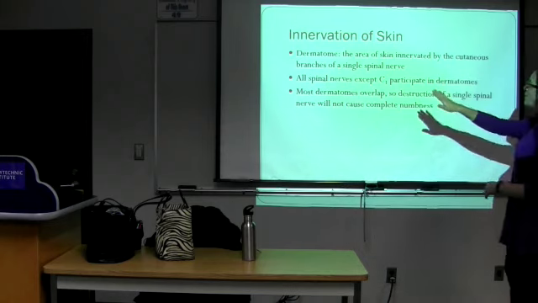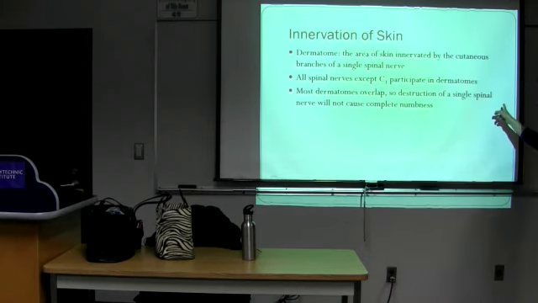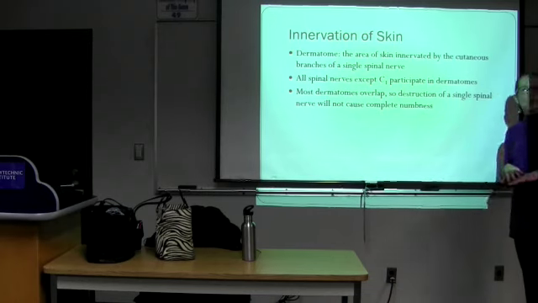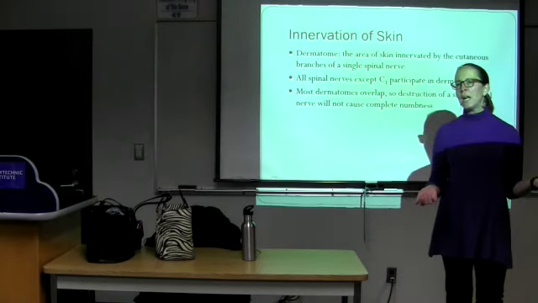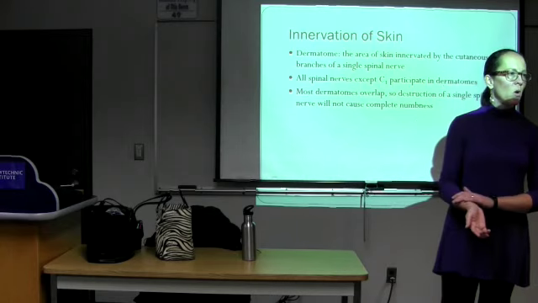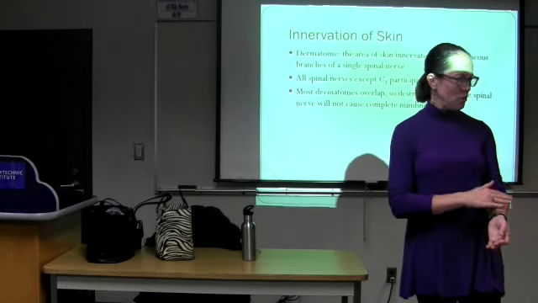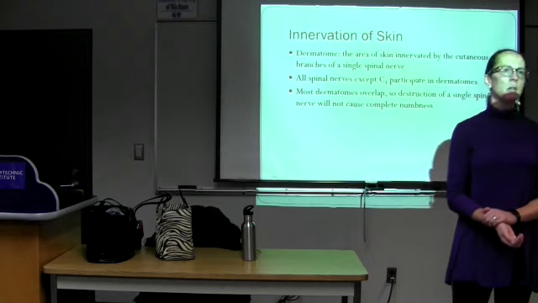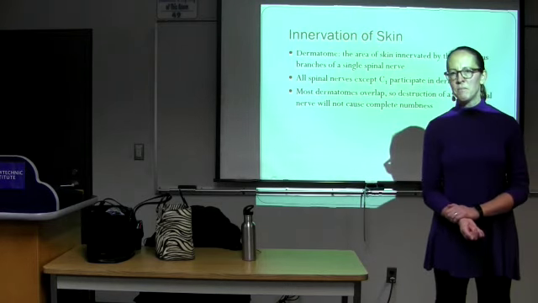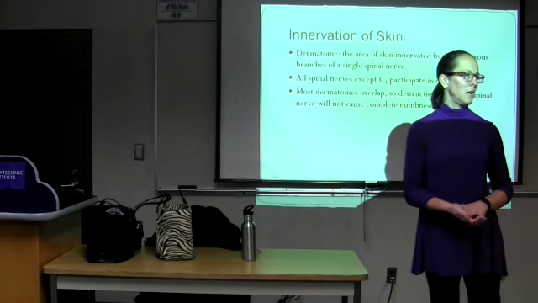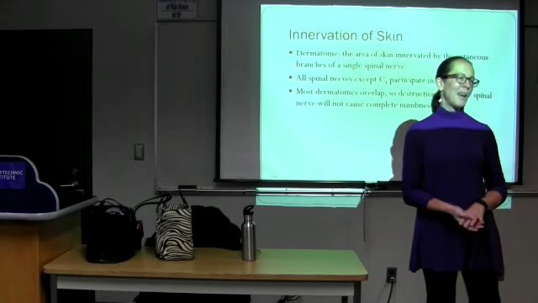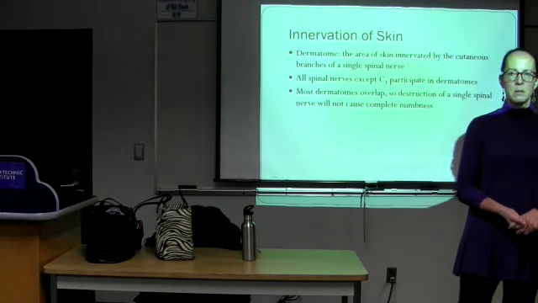Okay, so all the spinal nerves except for C1 participate in these dermatomes. Most of them overlap. So if you check somebody's skin and they say they don't feel as well on one side as on the other, do you immediately put them in surgery? No, you have to send them for tests: X-ray, MRI, CAT scan, whatever it may be. MRI or CAT scans would be your best choice, right?